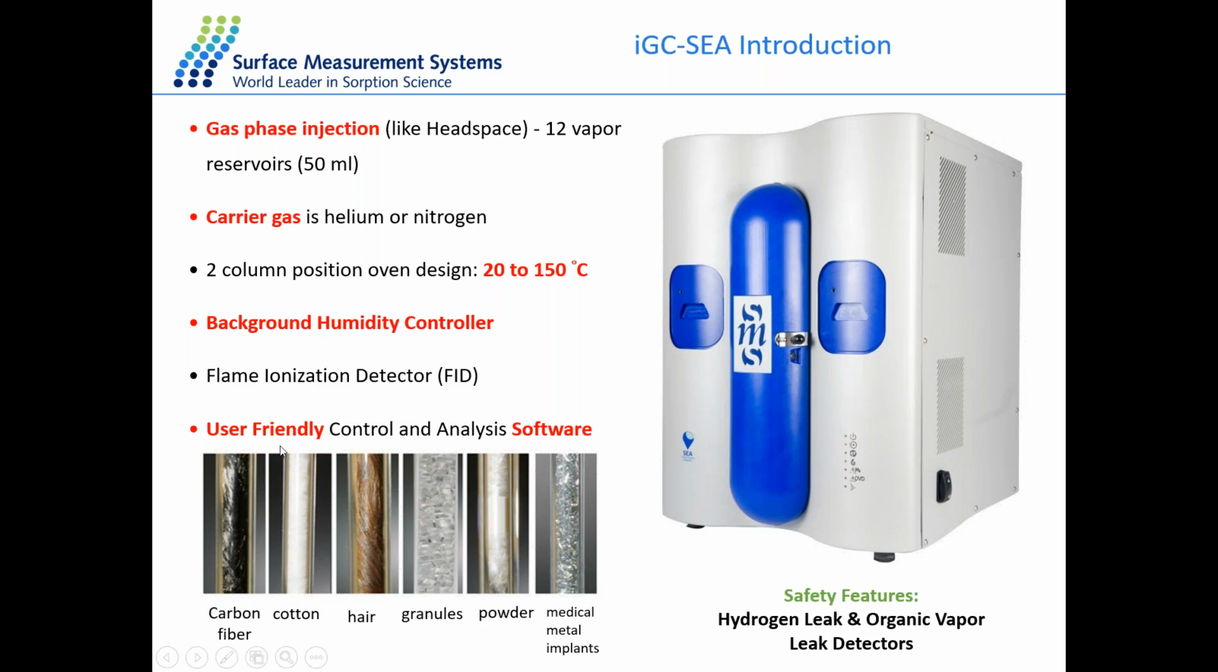As you can see at the bottom here, we have a few examples of what we can put into and measure in our system. We've got quite a variety. In these columns, we have carbon fiber, cotton, hair, granules, powder, and so on. So effectively, if you put it into a column, we can try and measure it. And of course, at the front, because we are using organic vapors, we have organic vapor leak detectors. And our flame ionization detector is ignited by hydrogen, so of course we have hydrogen detectors there too.